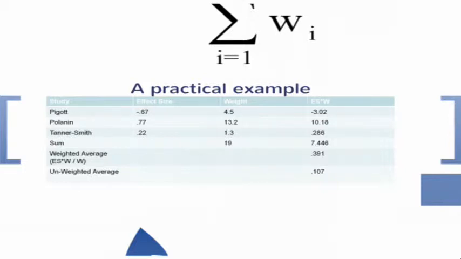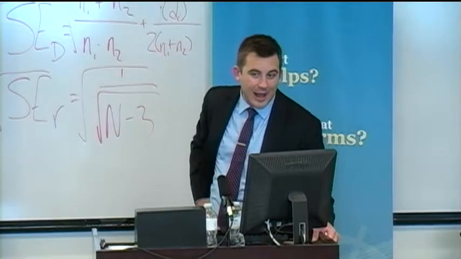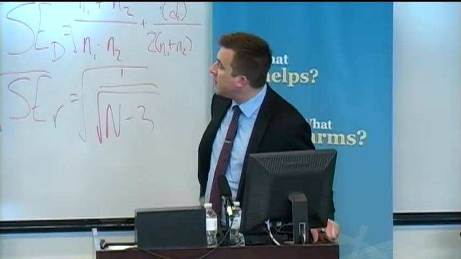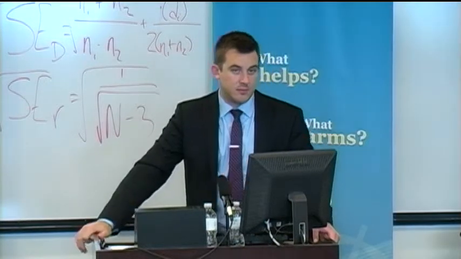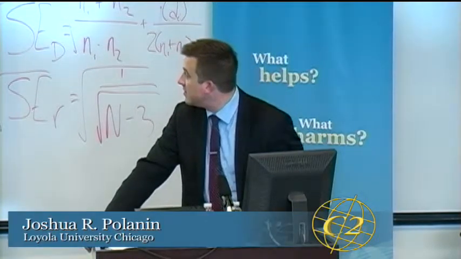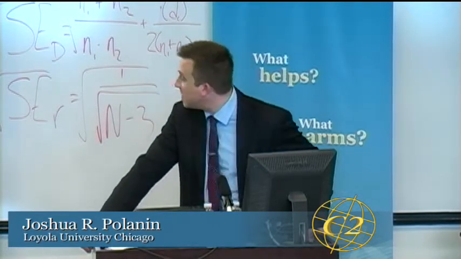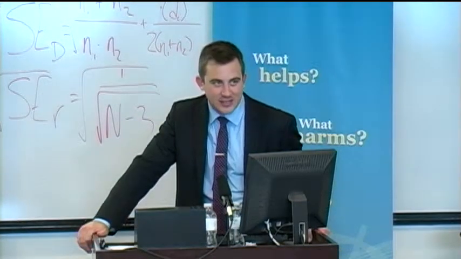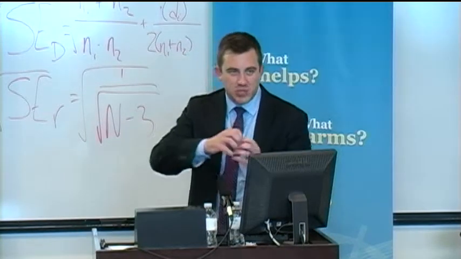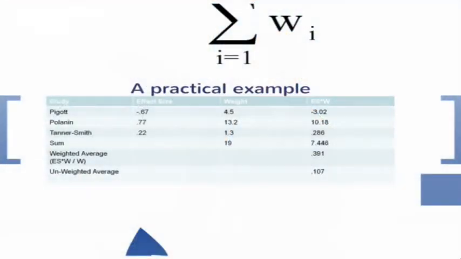Now you say, well, that's all well and good. What would happen if we just took the average of those three studies? This would be the unweighted average, the non-meta-analytic approach. And you get an effect size of 0.107. So you can see, this is obviously an illustrative example because there's quite a big difference between the weighted and unweighted effect size. The weighted one is pulled up by the large effect size and the large weight of my study. And that's it. That's meta-analysis.